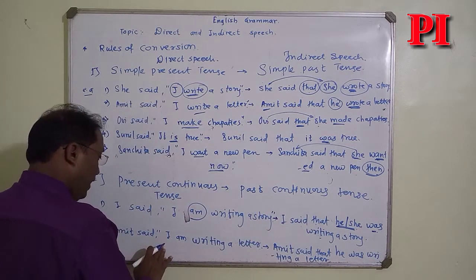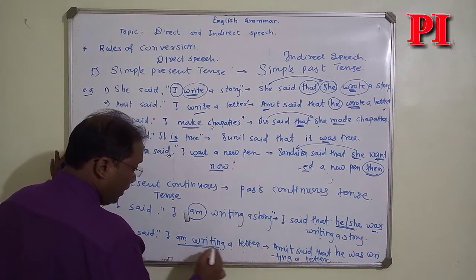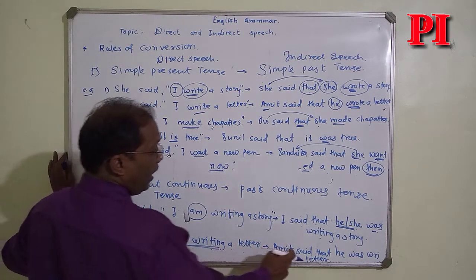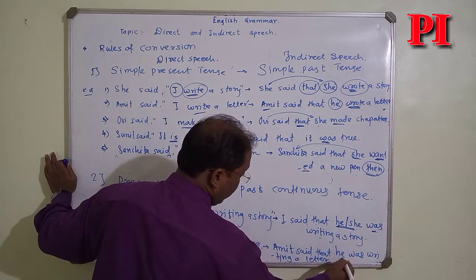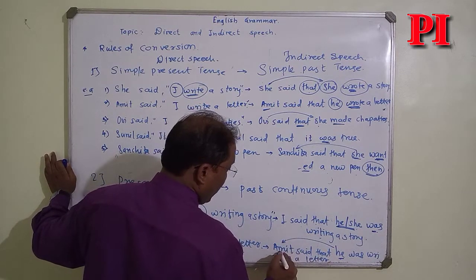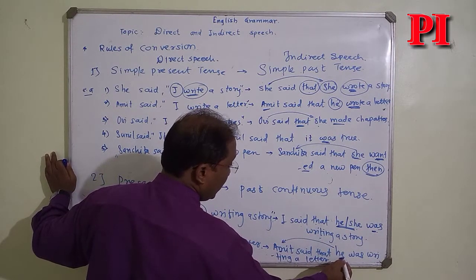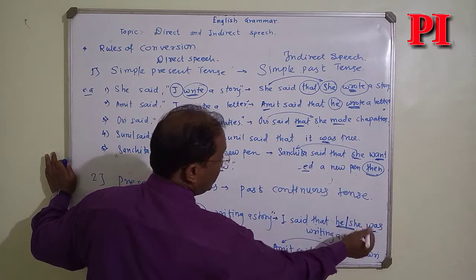Then Amit said, "I am writing a letter." Present continuous tense is there. Amit said that he was writing a letter. We use "he," referred for Amit, because Amit is here. That's why we use "he." But here the speaker is not fixed. That's why we use he and she.